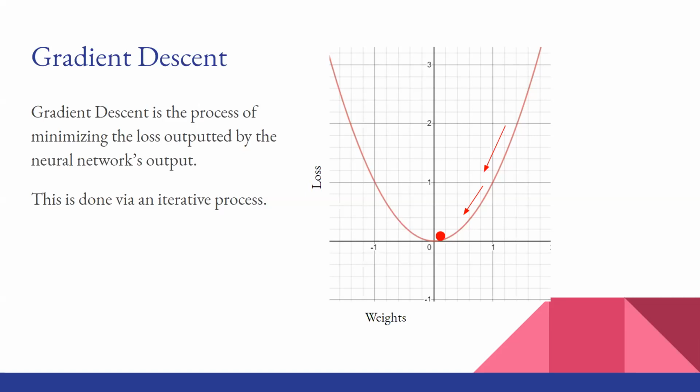All right, so the next topic we're going to cover is gradient descent. This is part of backpropagation as well. Gradient descent is a process of minimizing the loss outputted by the neural network's output. This is an iterative process, and for the most part, it's correcting what the actual output errors are and just iteratively going backwards and finding the right process until you finally get the more correct answer.